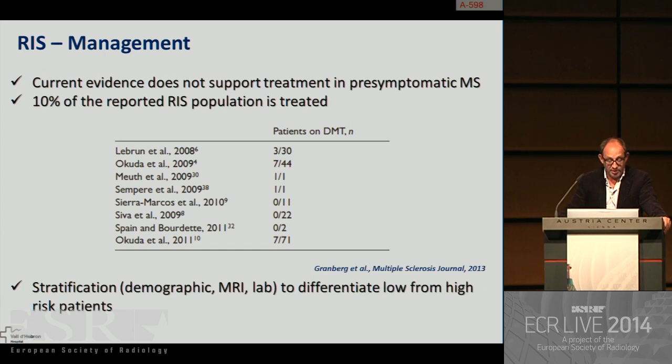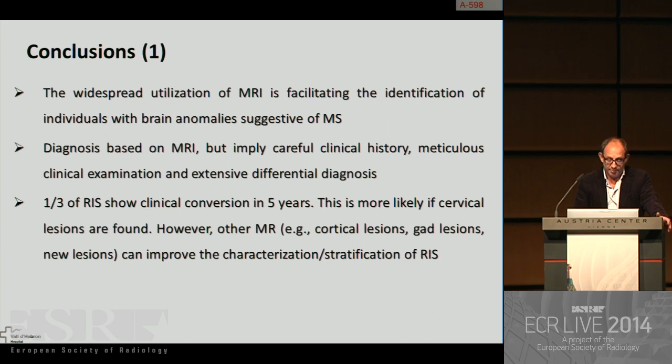However, depending on the results of the MRI or the lab, this data can help us to stratify the patients, not only to make an accurate differential diagnosis, but also to stratify those patients with a high from those with a low risk of developing MS. And therefore, in some circumstances, mainly if we can demonstrate the presence of new T2 lesions, we can consider the treatment of these patients despite not having any clinical symptoms.